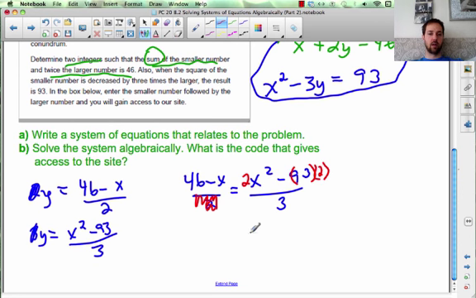something that looks like that. Multiply both sides by 3. This side, this one disappears, and this side we get something that looks like that. Okay. So 3 times 46 is 138.